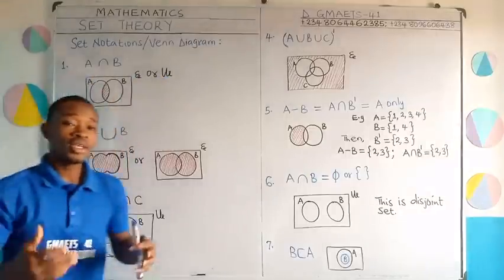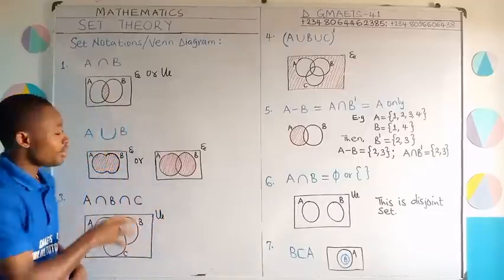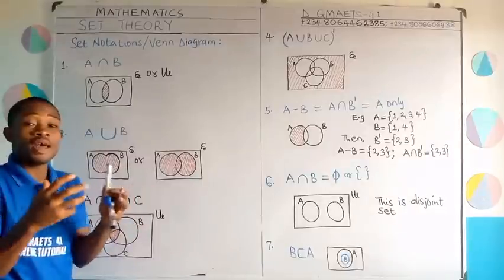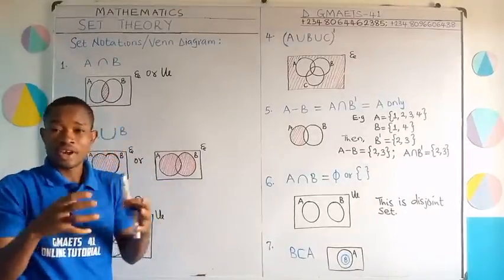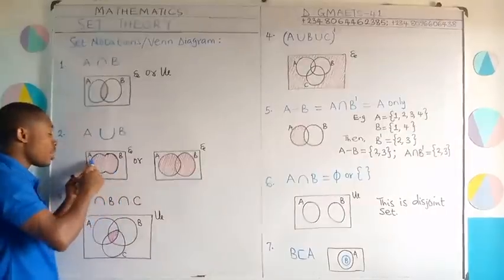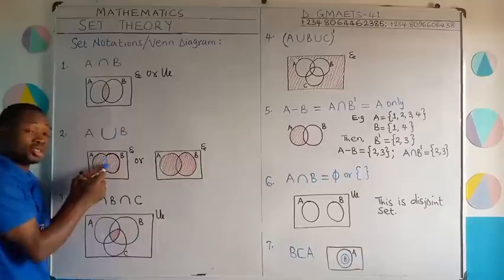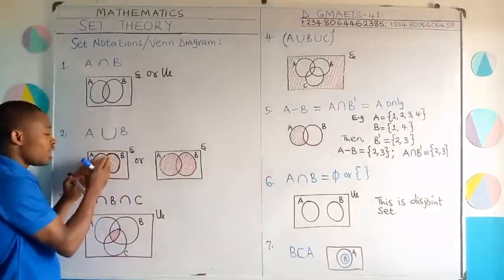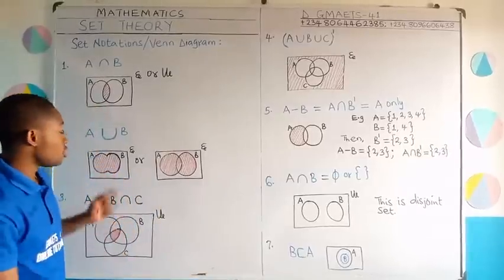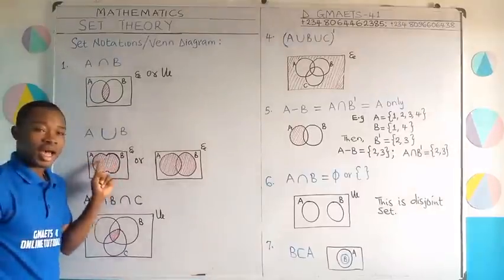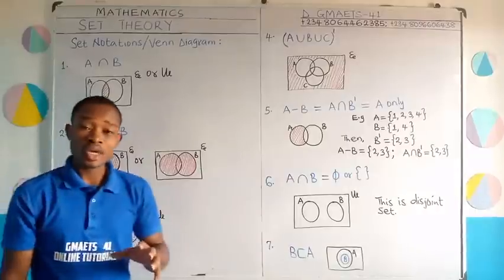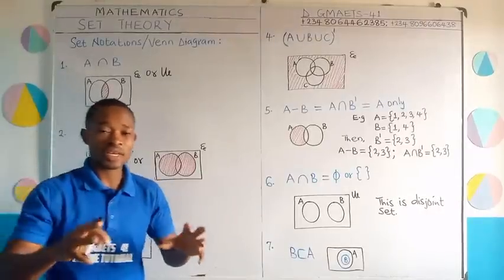Let us look at the second one, A union B. This is how the diagram looks. You can either use this or this. Remember that in this case, all the elements of A and B are put together. And that is why I shaded everything in A and in B. So any element found in A and B together, including their intersection. Are you following? Those elements form part of A union B. So in dealing with a Venn diagram, when you write any element within this space, that element belongs to the set A union B.